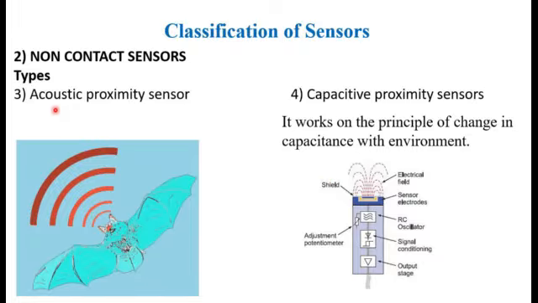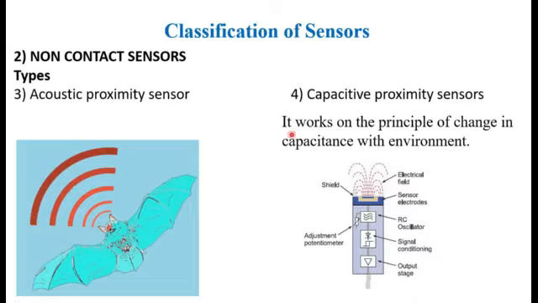The third type is the acoustic proximity sensor. In this sensor, the sound of the object or component is measured with the help of the proximity sensor.